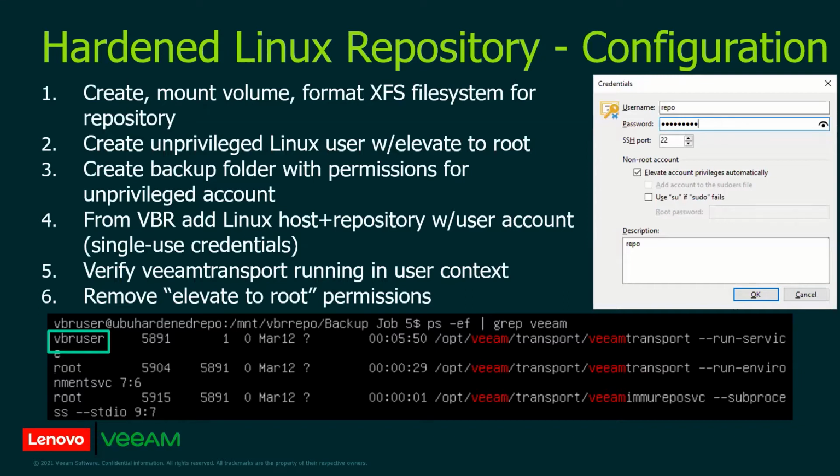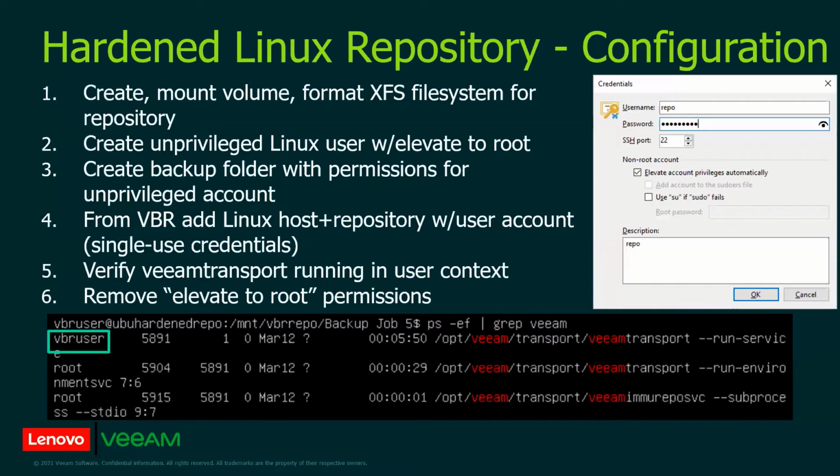We have seen some posts in the forum where people are just trying to point this to any Linux server they have with some attached storage. And that's really not the idea. We do want this to be kind of a purpose-built approach for the hardened repository. We do need an unprivileged Linux user with elevation privilege, which will then create, once your XFS file system is mounted, a backup folder and set some permissions there. And then from the VBR side, we simply add the hardened repository with that user account.